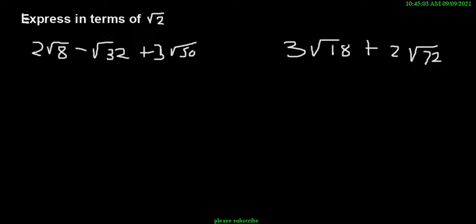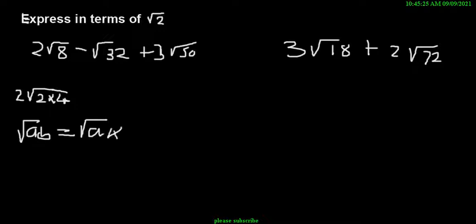So, we can simply say 2 into 8, which should be 4, sorry, which is 4. So we can have 2 times 4, which is 8. We're doing this because, remember, we said root of AB is equal to root of A times root of B. So this is what we're trying to achieve.